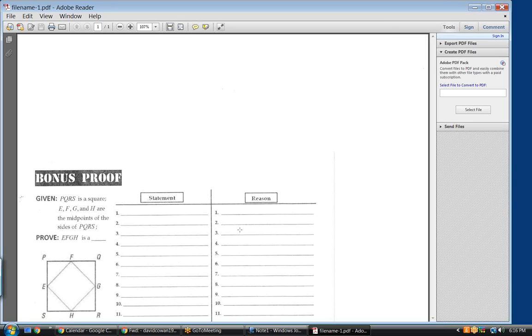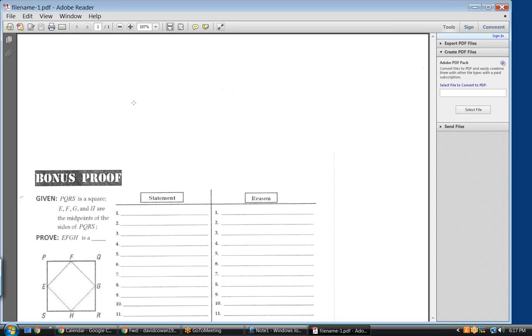Midpoint bisects the 2 sides. So that's why PF is equal to FQ. And I also know that QG is equal to GR for the same reason. And I know that RH is equal to HS for the same reason. So I might have to make that statement that each of those 8 segments are equal, congruent. And the reason is definition of midpoint.